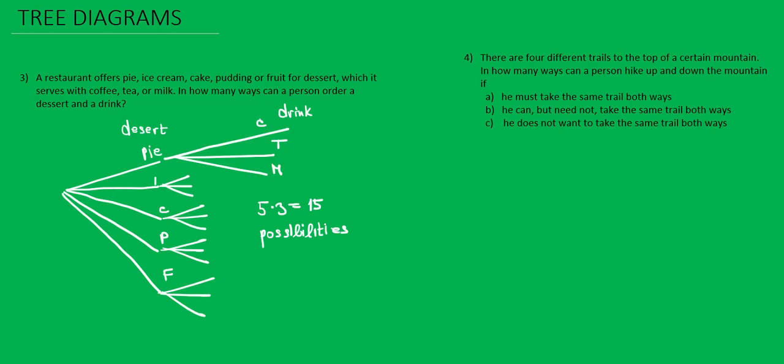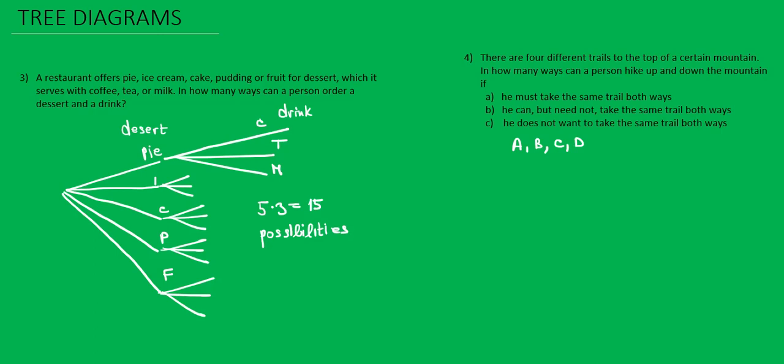Okay. And of course, after all that food, it would be very nice to get some exercise, like this guy in the 4th example. There are 4 different trails to the top of a certain mountain. Immediately, we can name those trails A, B, C, and D. In how many ways can a person hike up and down the mountain?